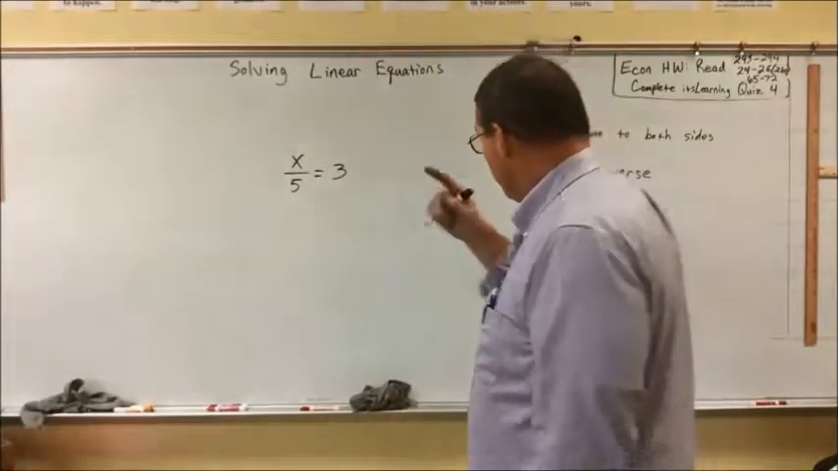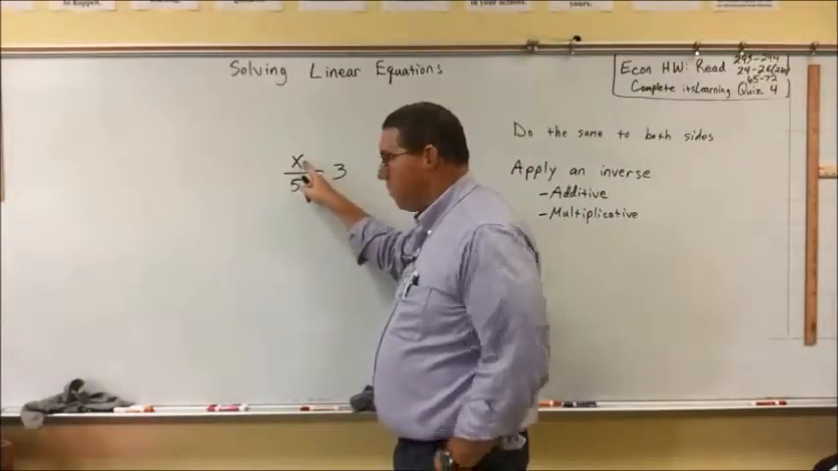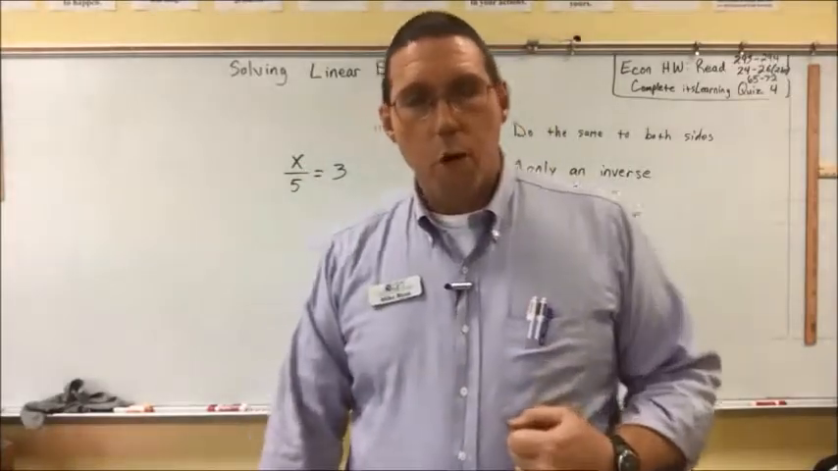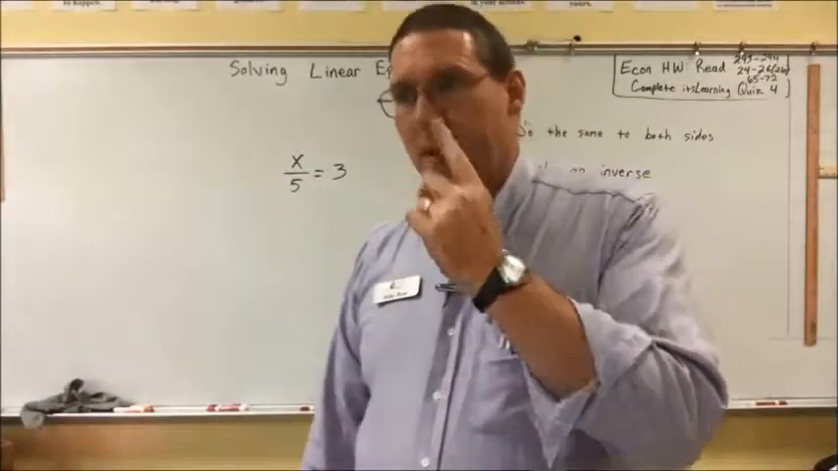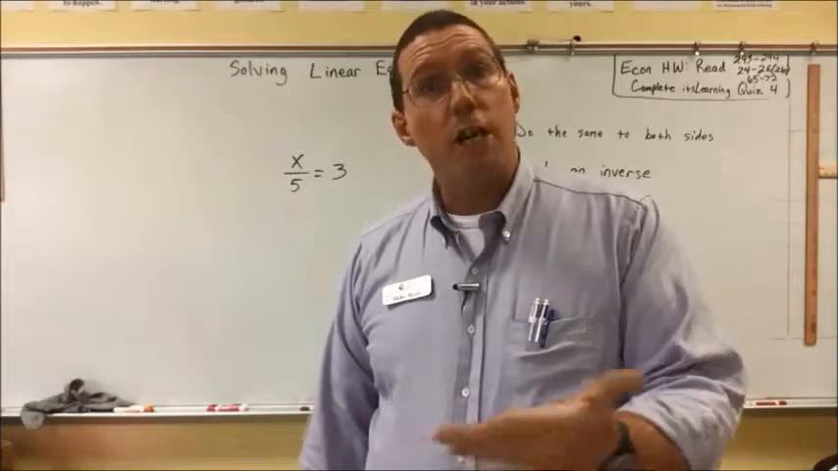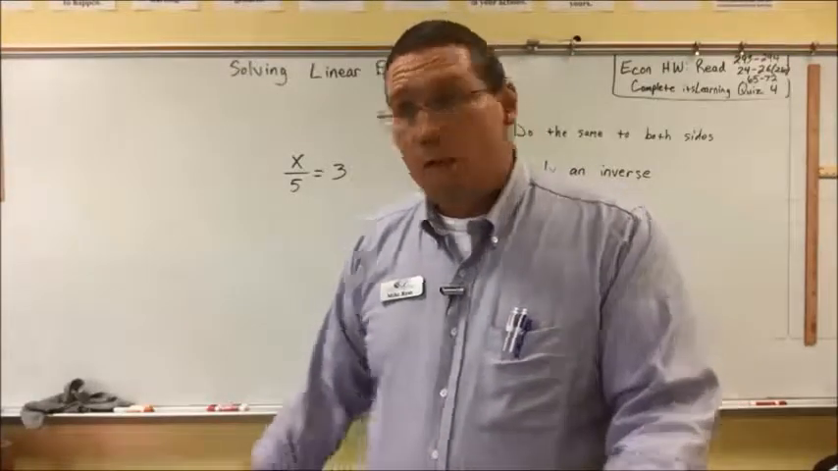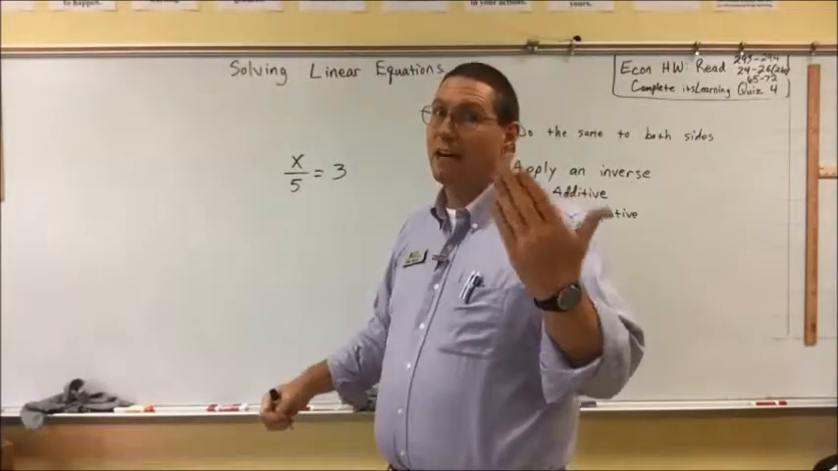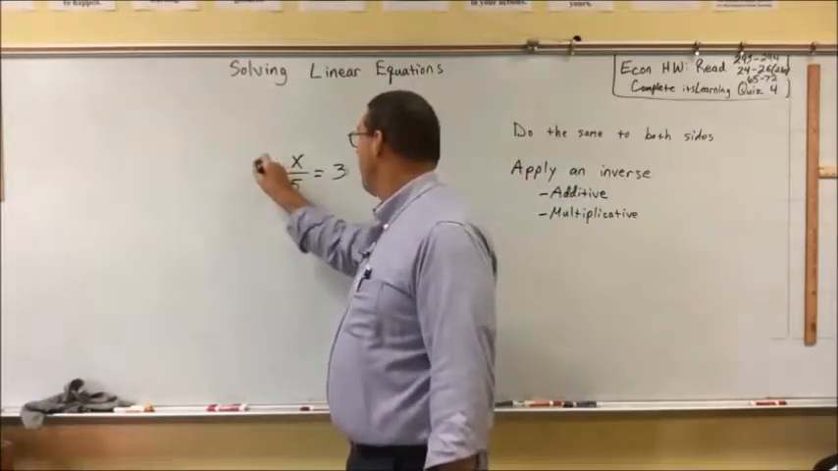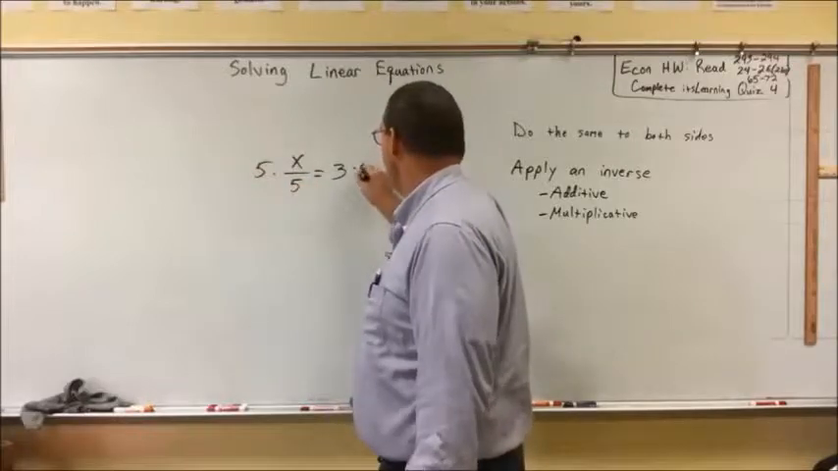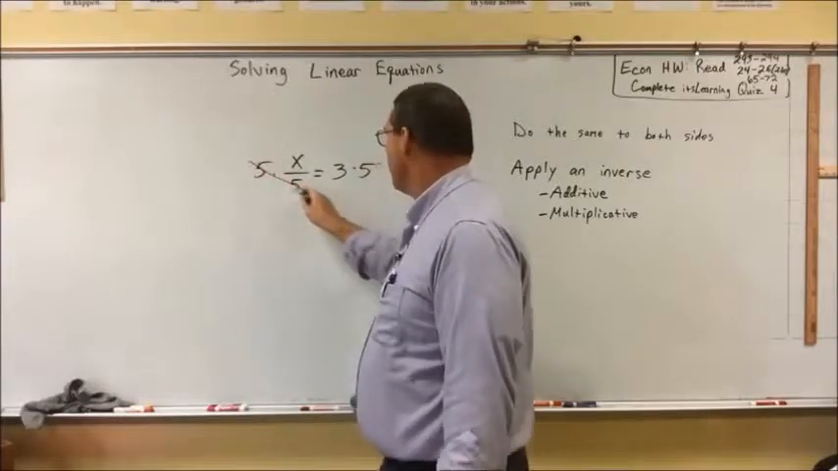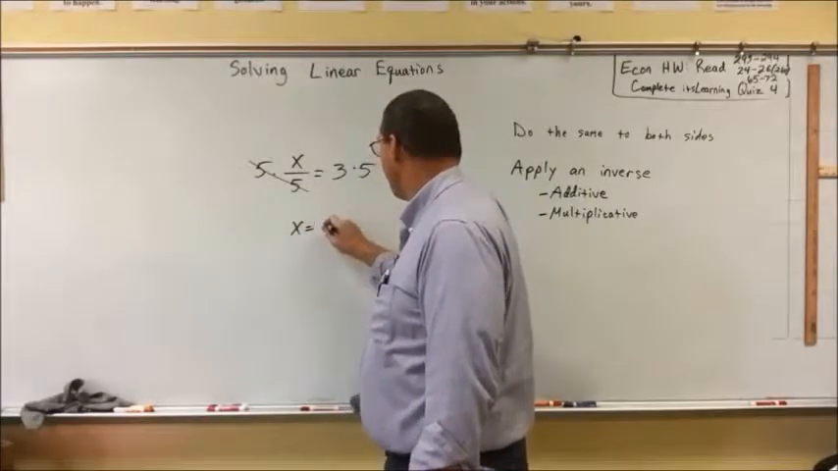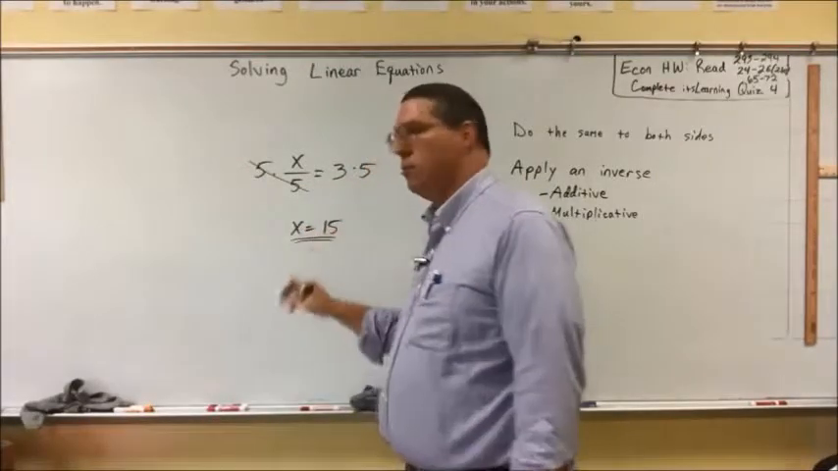Now, what's happening to this x is it's being divided by 5. And what you learned how to do when you were probably in middle school is the opposite of division is multiplication. If this is being divided by 5, then we should multiply by 5, and that is correct. We're going to multiply by 5 on both sides. That's going to cancel the 5 in the denominator. We're going to carry down the x, and 3 times 5 is 15, and we have a solution.